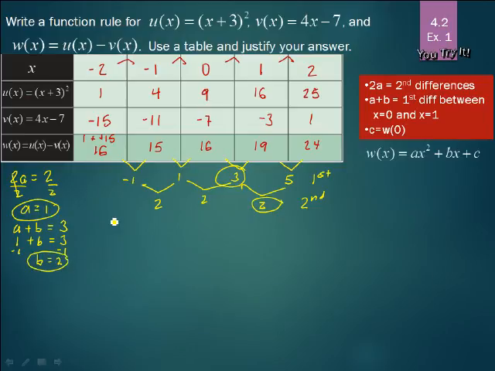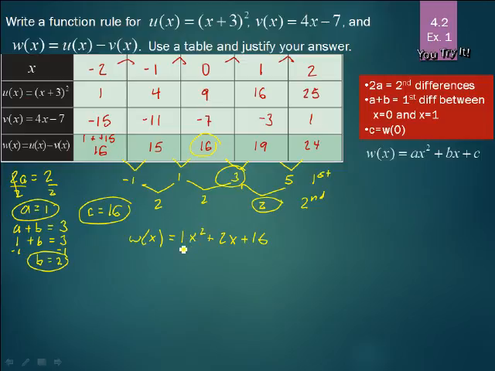And then lastly, c will equal w of 0. So w of 0 is 16. So we can just plug that in our equation. So we know w of x equals 1x squared plus 2x plus 16. And we don't need to put the 1 in front as a coefficient.